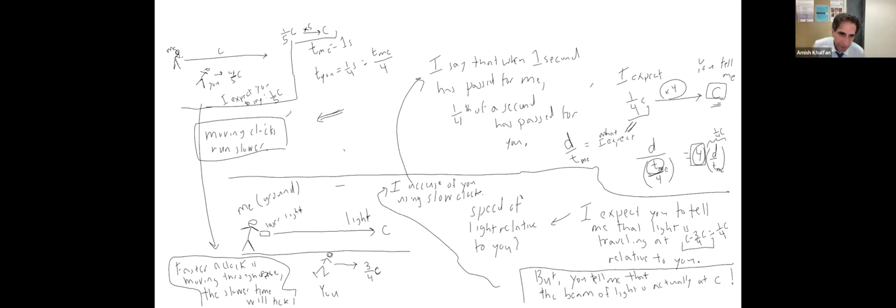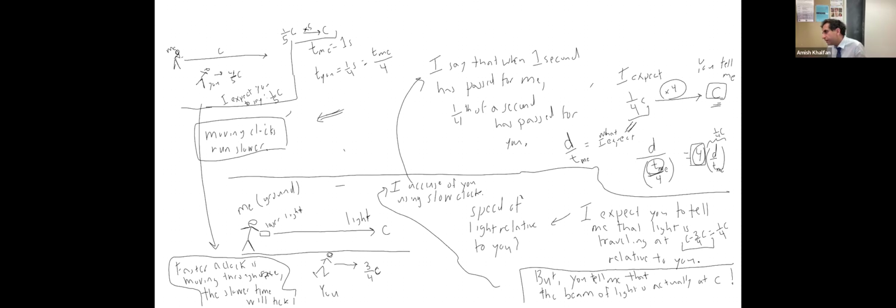I expect you to measure the speed of light to be less than what I measure, less by the amount you're moving. So I expect you to tell me 1/4 c. And I'm alarmed to find that when you tell me what the speed is, you say it's c. So that number means that it's 4 times larger than what I expected.